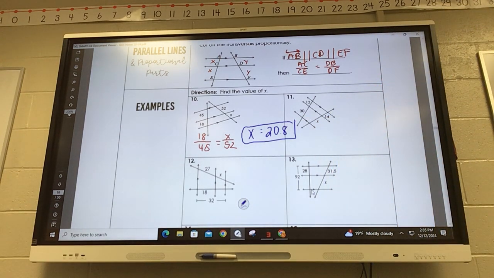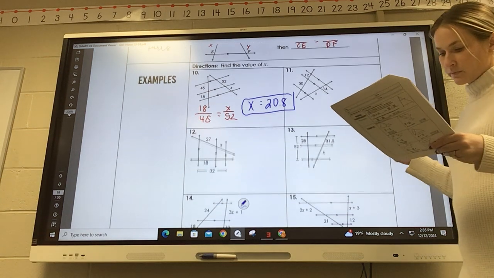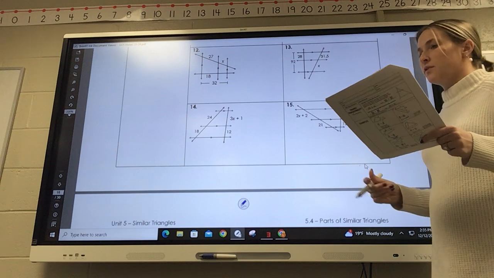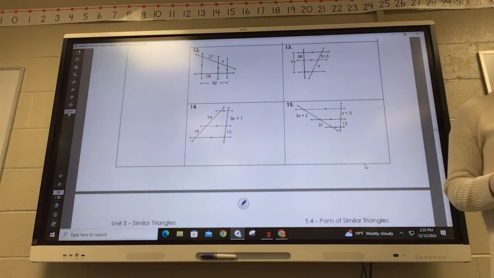Let's jump down to the X's. I don't think it really matters here. Do you want to do 14 or 15? Doesn't make me any difference.